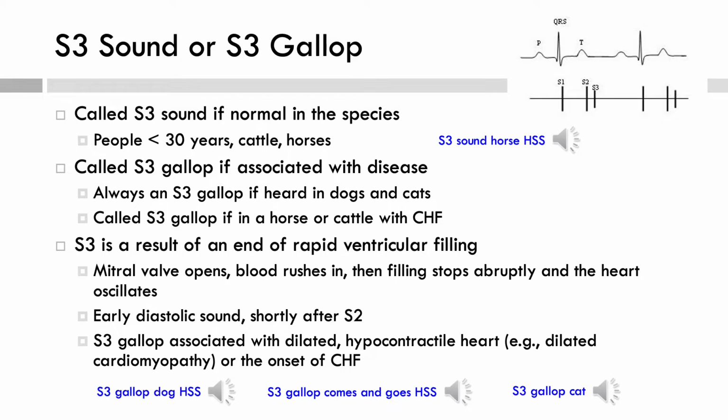Let's listen to an attempt of the heart sound simulator to create an S3 sound in a horse. And now the heart sound simulator is going to try and create an S3 gallop in a dog. Now the heart sound simulator is going to create an S3 gallop, and then we're going to take it away so that you can hear the difference between an S3 gallop and just S1 and S2.